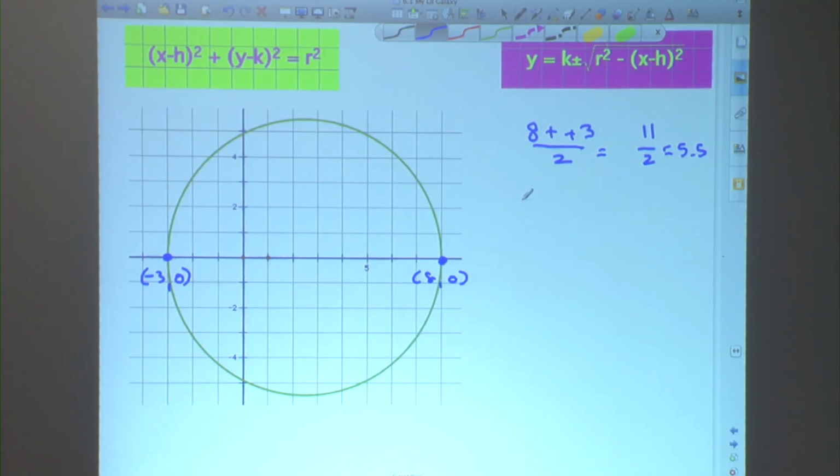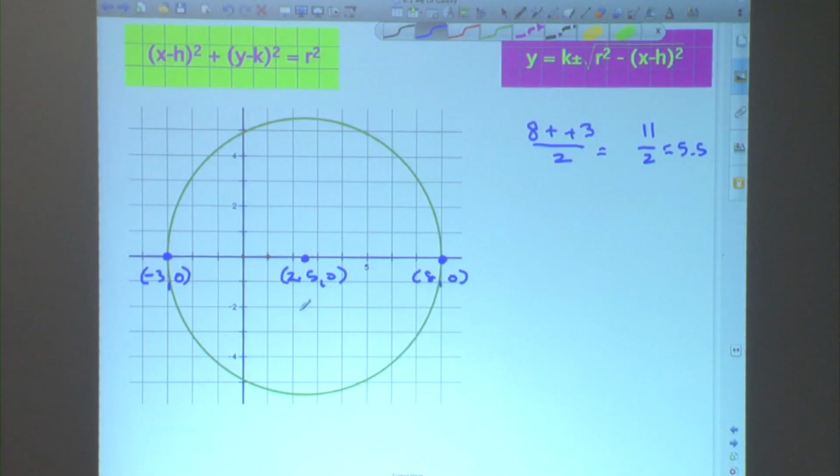No, I need help. Okay. So our radius is 5.5. How do I find the center if I know that my radius is 5.5? I can either add 5.5 to this x value, or I can subtract 5.5 from this value, because my center is between these two x values, right? Okay, so -3 plus 5.5 gives me 2.5. 8 minus 5.5 gives me 2.5. Okay?